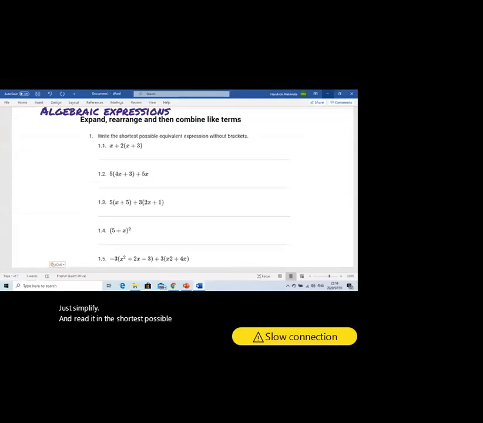1.3 as well. Can we simplify that? 5 into x plus 5. You close your bracket into plus 3 into 2x plus 1. Then you close your bracket again. Can we carry on?